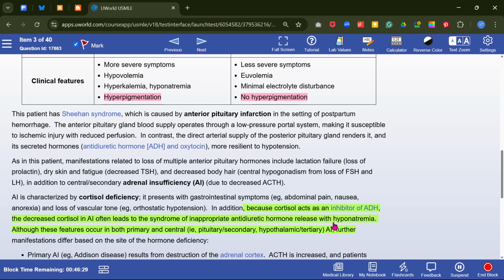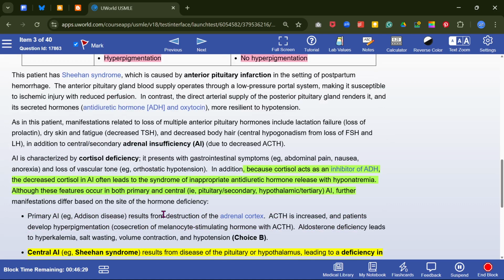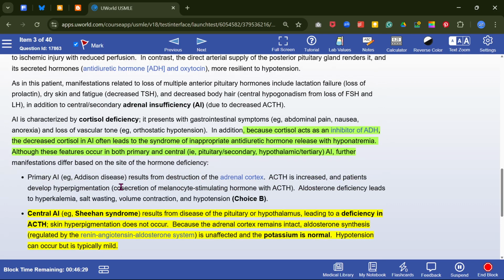When there is cortisol, it has a negative impact on ADH release. If there is no cortisol, there is no negative impact on ADH secretion, so more and more ADH is released, and this causes hyponatremia. Although these features occur in both primary and secondary, pituitary, or tertiary, hypothalamic adrenal insufficiency, further manifestations differ based on the site of hormone deficiency.